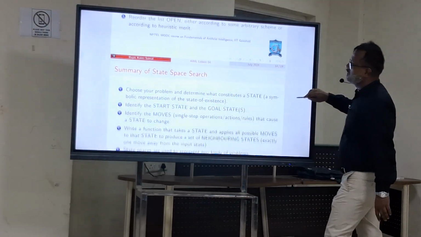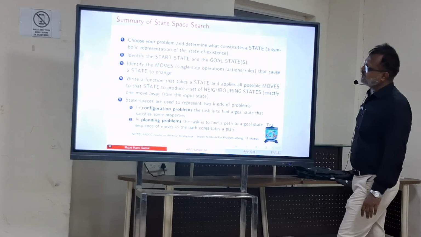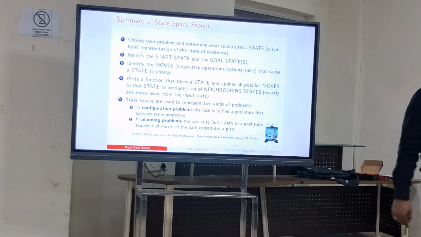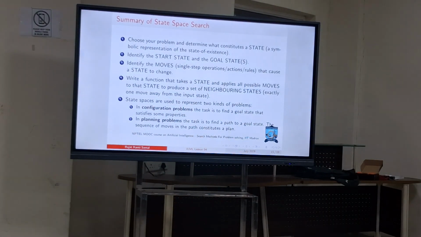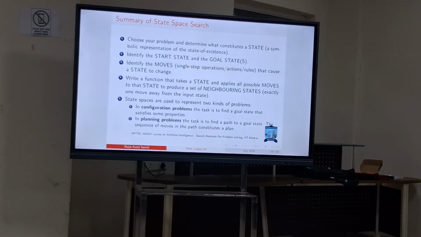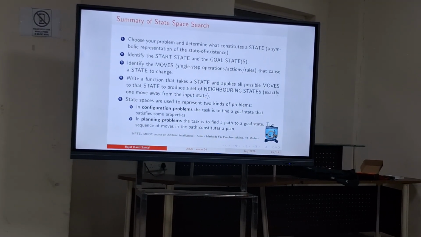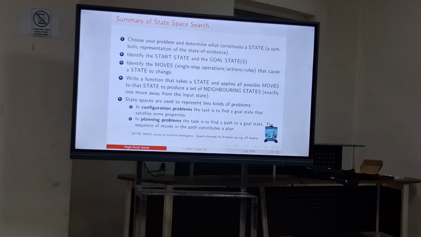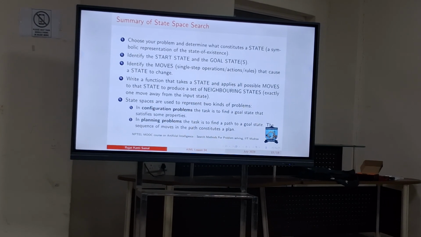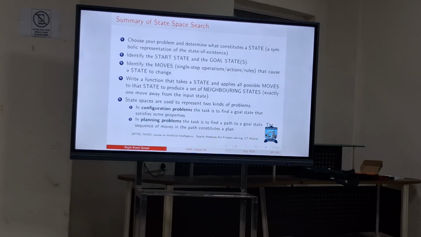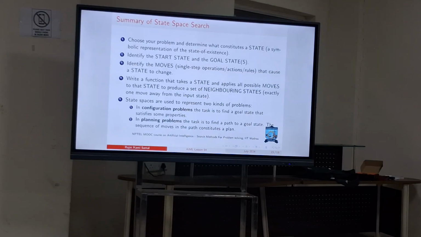Okay. So what is a state space search? Summary. Go through it. Choose your problem and determine what constitutes a state. Your problem is getting a good job after graduating. So roaming around, always roaming around, not studying, that is not a state. That is not part of your state space. Identify the start and goal states. Identify the moves.